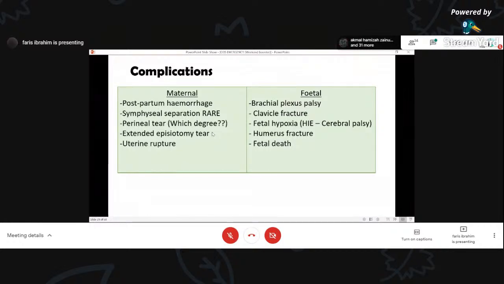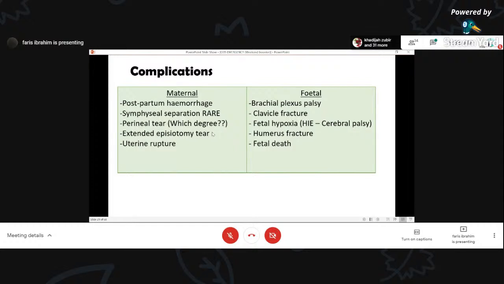Third degree and fourth degree tear ni cuma boleh repair dekat OT saja. So first degree, second degree can be repaired in the labor room. Third degree, fourth degree tak boleh. Okay, so itu a complication of perineal tear, third degree and fourth degree, complication of shoulder dystocia, which is third degree and fourth degree perineal tear.